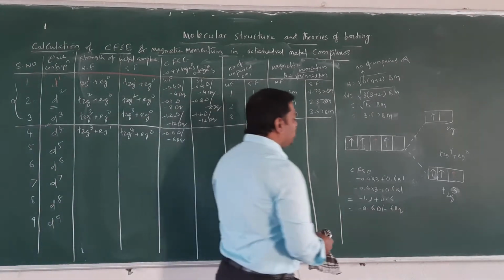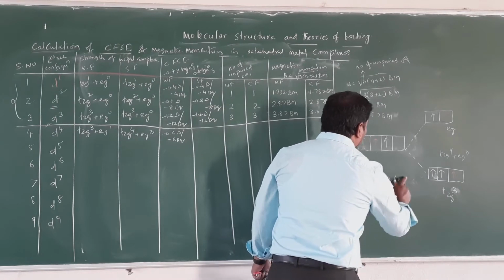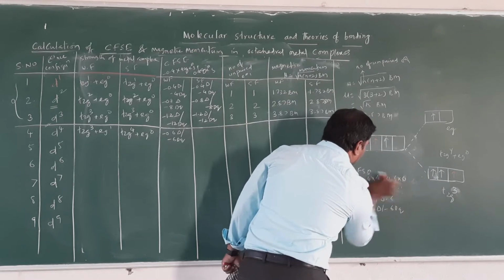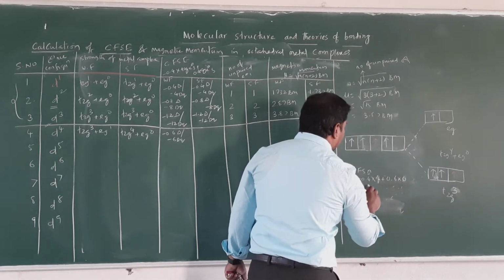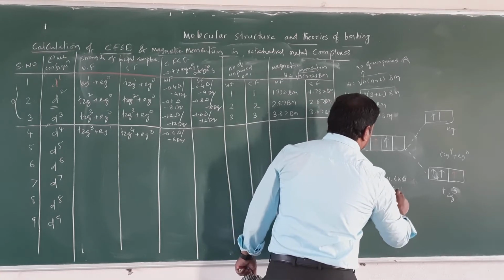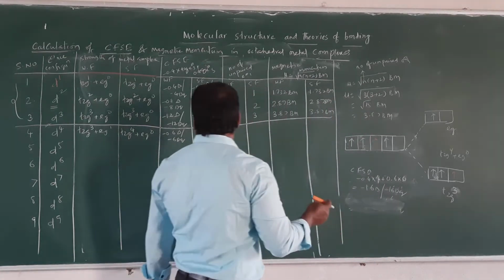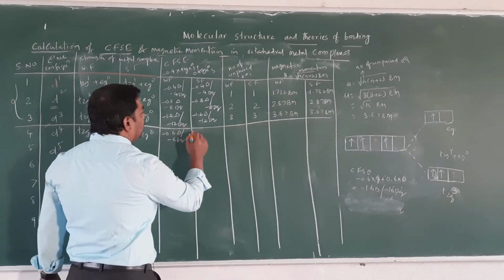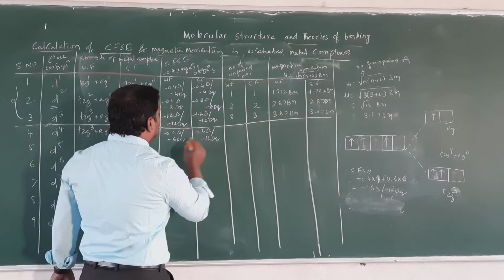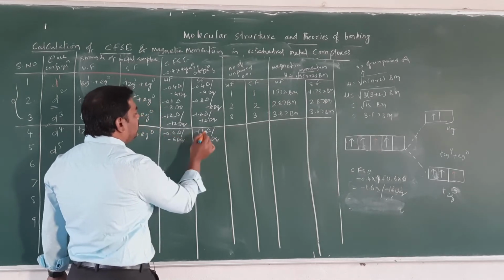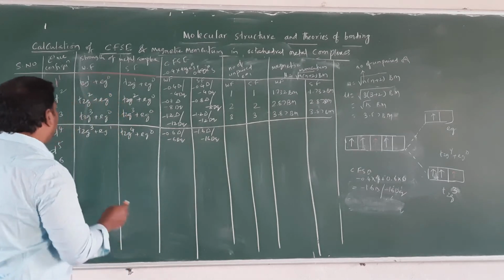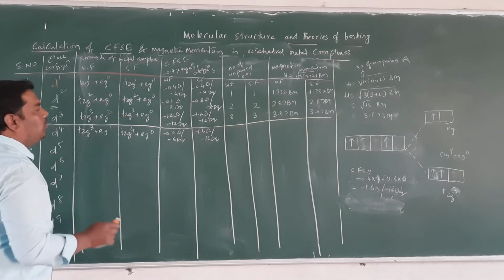So therefore the CFSE value also varies. This is 0 and this is 4. So 4 means here the value is minus 1.6 delta or minus 16 dq. Please remember, student, the values of weak field and strong field CFSE from the D4 configuration.